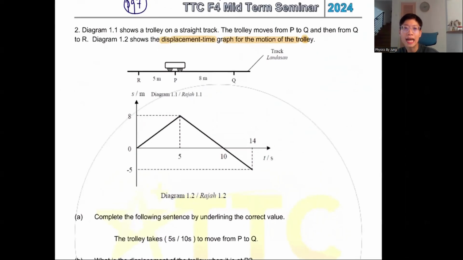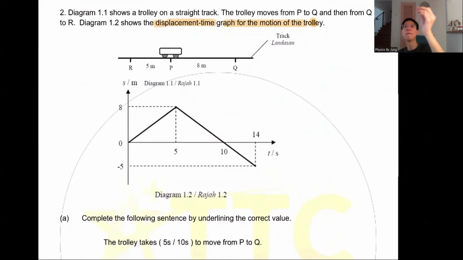Okay, the trolley takes how many seconds to travel from P to Q? Let's see. From P to Q, it is actually 8 meters. So it starts at P, and from P to Q it goes all the way to 8 meters, right? So how many seconds did it take to travel from P to Q, which means 8 meters? The answer is 5 seconds.